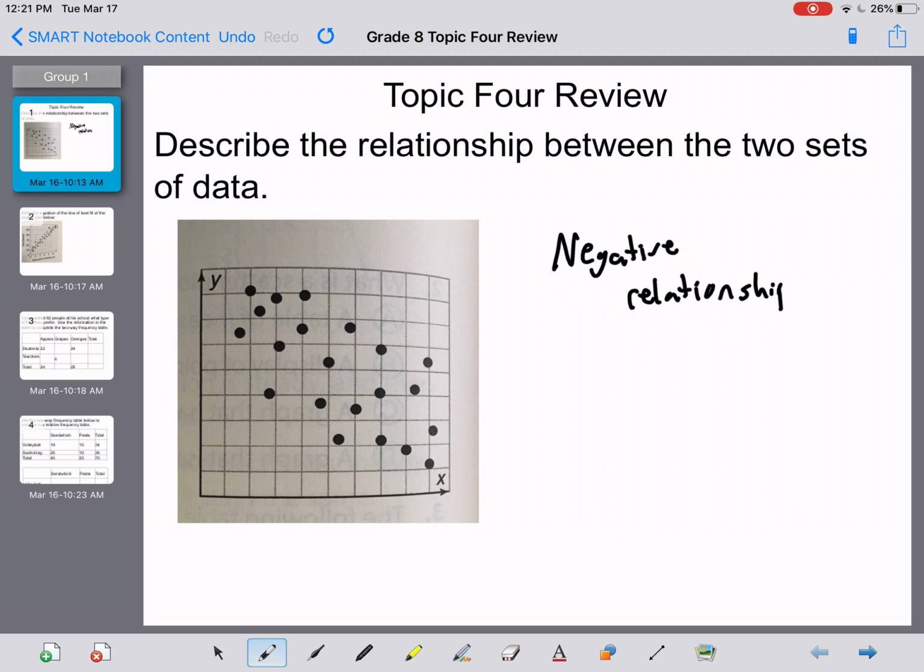relationship. And since the points are scattered apart, far away from each other, we can say that it is a weak negative relationship. So that's all we have to do when they ask for the relationship. Say whether it's strong or weak, and whether it's positive or negative, or no correlation, or no relationship.